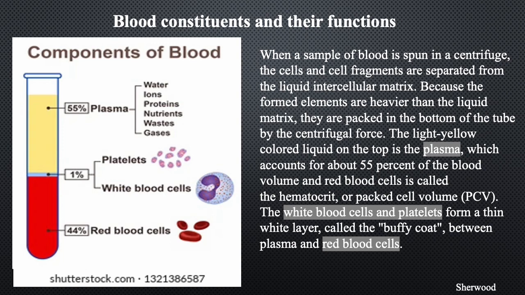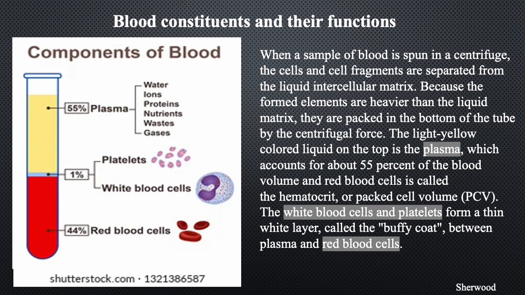Blood constituents and their functions. When a sample of blood is spun and centrifuged, the cells and cell fragments are separated from the liquid extracellular matrix. Because the formed elements are heavier than the liquid matrix, they are packed in the bottom of the tube by the centrifuge force. The light yellow colored liquid on the top is the plasma, which accounts for about 55% of the blood volume, and the red blood cells are called the hematocrit or packed cell volume. The white blood cells and platelets form a thin white layer called the buffy coat between the plasma and red blood cells.